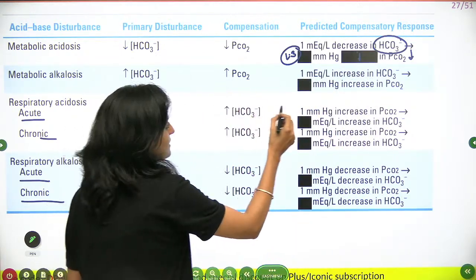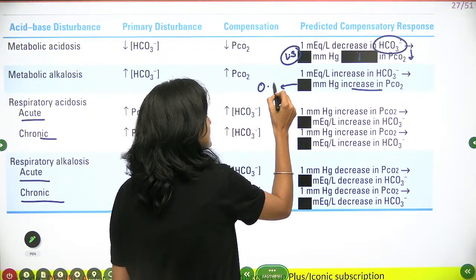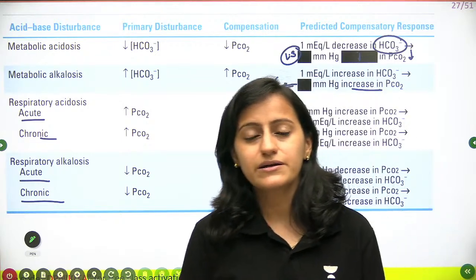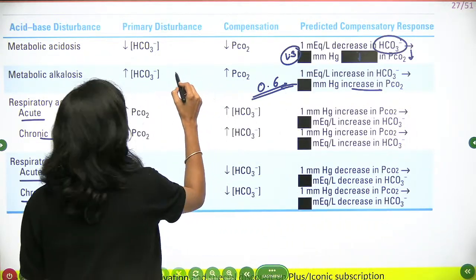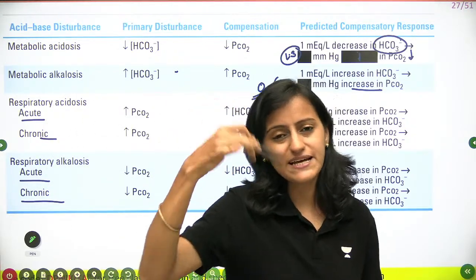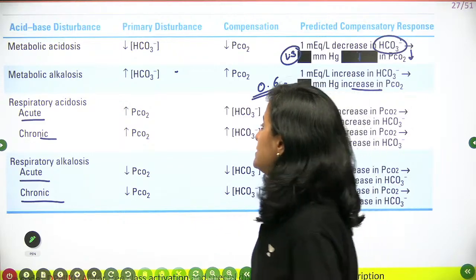In metabolic alkalosis, for every 1 increase, PCO2 increases 0.6. Okay, 0.6. So remember 13 and 6. So basically, yaad rakhna ki ye jo aapke metabolic wale disorders hai, it is your 13 and uska half, that is 6. Or sometimes it's your 14 and 6 also.